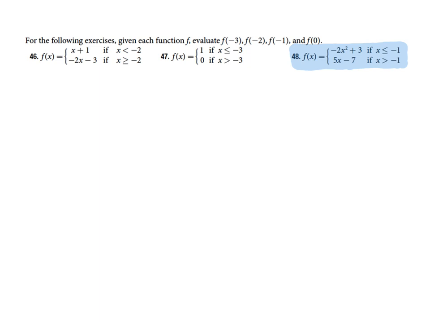So the first one here, f of negative 3. Negative 3 is less than or equal to negative 1, so that's going to go to the top of the function. So negative 2 times negative 3 squared plus 3. Make sure you're following PEMDAS. We're going to square first. So negative 3 squared is 9, times negative 2 is negative 18, plus 3, which is negative 15.